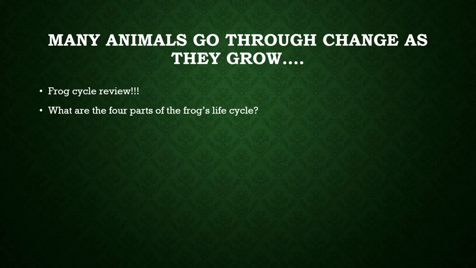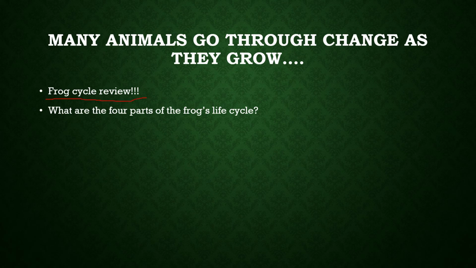Okay, so we'll go ahead and get started. Many animals go through change as they grow. If I were to tell you to give me an example of an animal, most of you would give me an animal that looks very different from a baby to when they are an adult. May not look a whole lot different, but they certainly won't look exactly the same, most likely. One of the most common ones that many of you have already spent time studying, especially in 3rd grade, I believe, is the frog cycle.